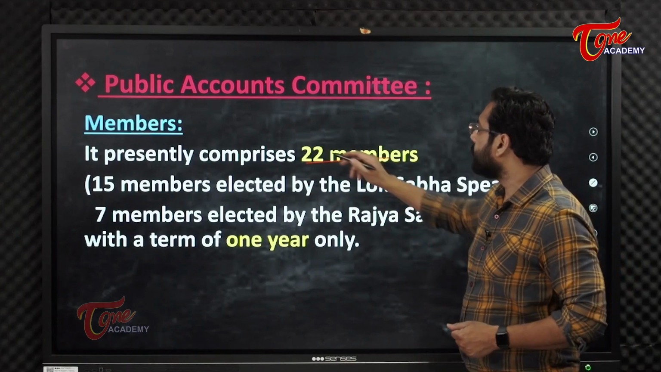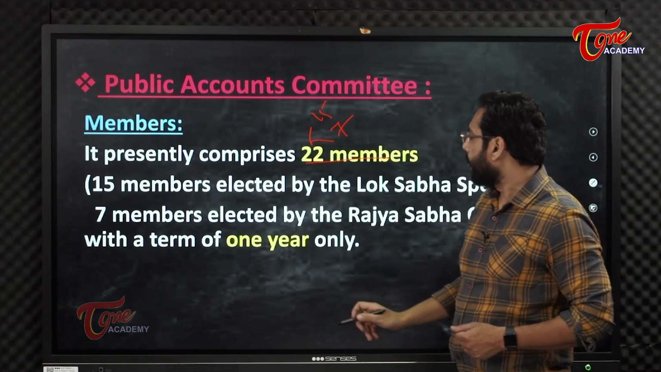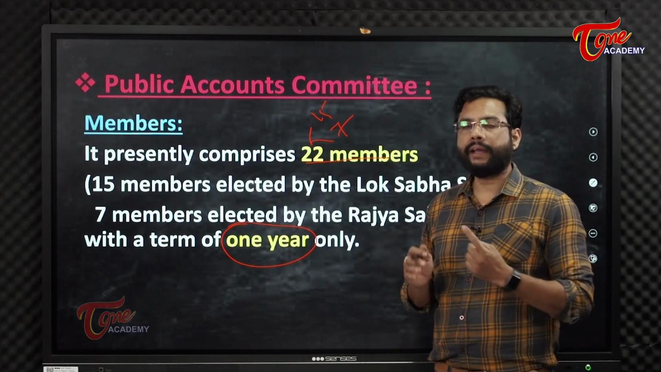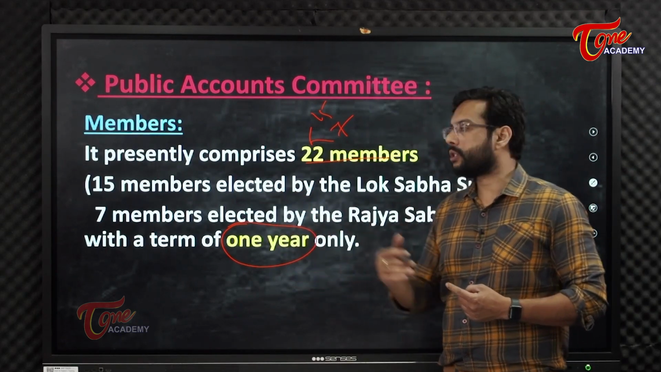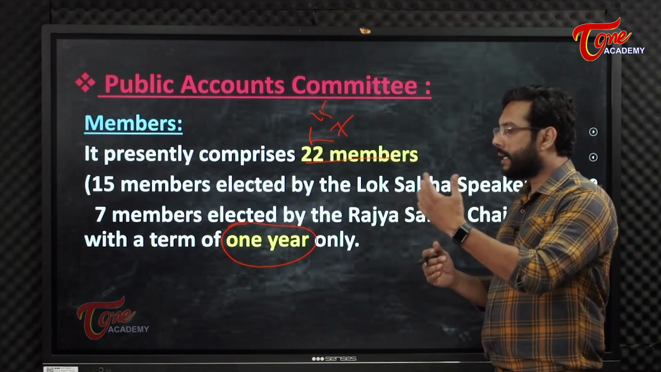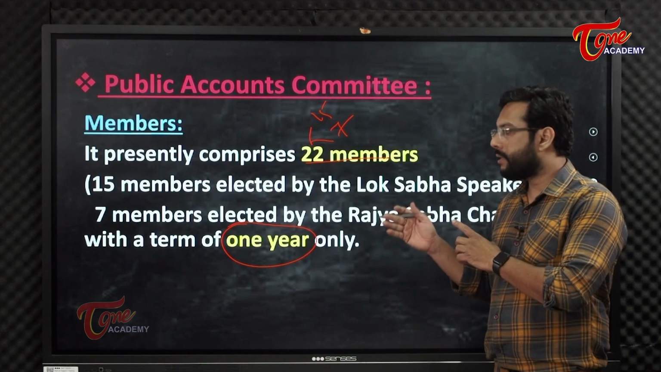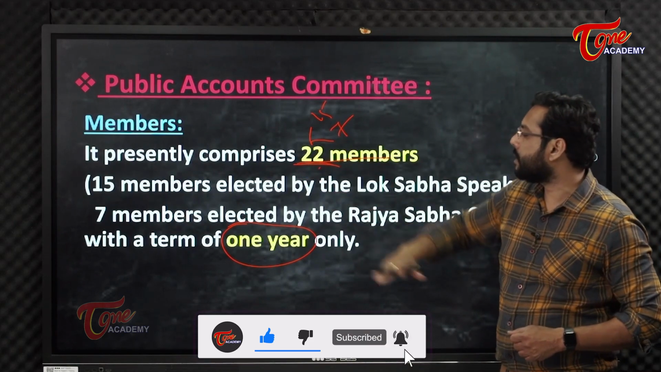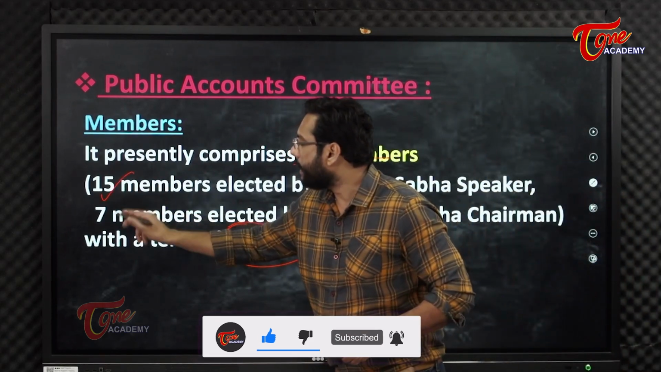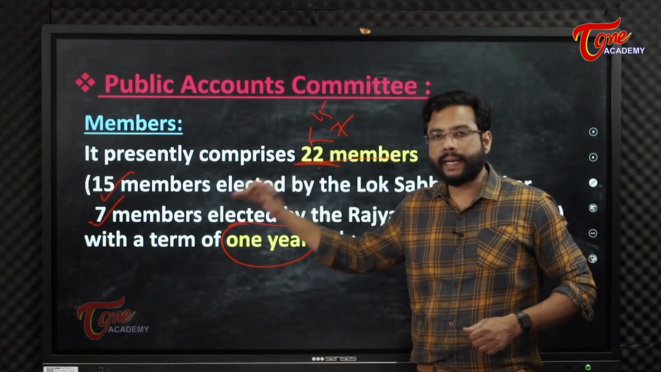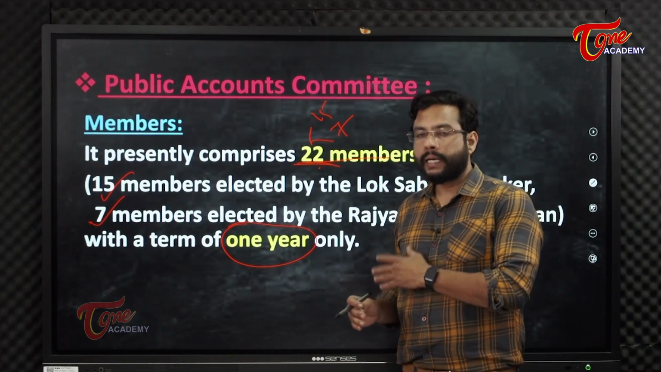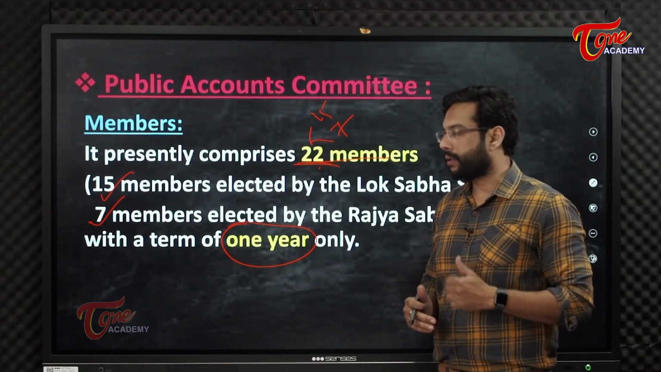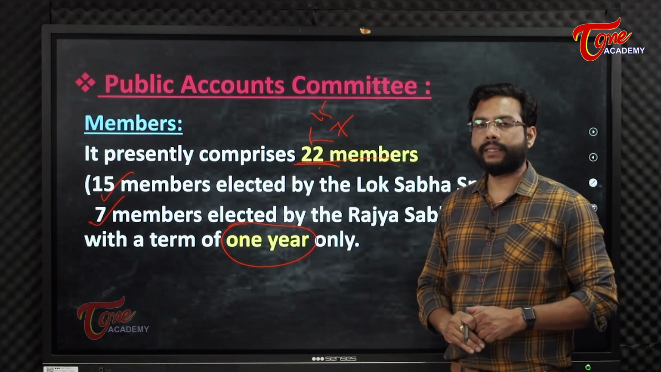We have 22 members, 15 from Lok Sabha and 7 from Rajya Sabha. Every year the nomination is done. That is, the committee has a term of 1 year. Every year the committee should be reconstituted. So the members can continue their membership, but in general we have a term of 1 year. So this is an important question. Again, we need to remember this number, 15 from Lok Sabha and 7 from Rajya Sabha. There will be elections, depending upon the proportionate strength of the members in such houses, by single transferable vote, and the chairman is appointed by the Speaker of the Lok Sabha.